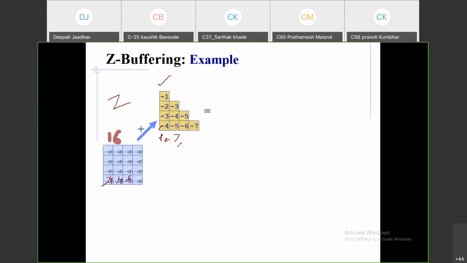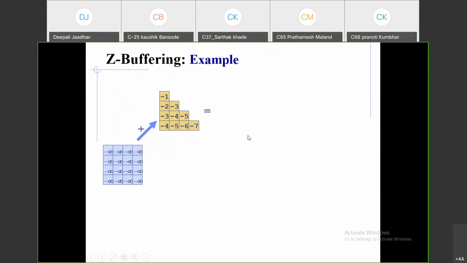Then this one is compared with this one, minus 7. This one is compared with this one, minus 3. This one is compared with this one, minus 4. Then it is minus 5. Then this minus 2. And then this is minus 3. And this is minus 1. So in this way, when we combine this, all these remain as it is, minus infinity, because the polygon does not cover this pixel. This covers only this number of pixels.